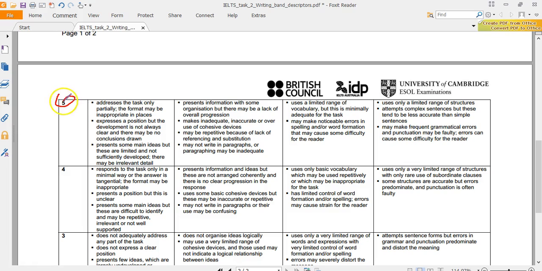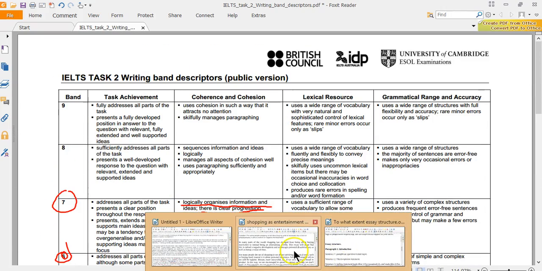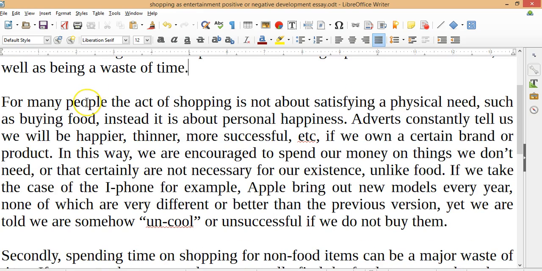If we look at this, irrelevant detail, maybe repetitive. So we need to work on that a little bit. Now let's have a look at the example. Okay, so main idea, reason, example, explanation. So for many people, the act of shopping is not about satisfying a physical need such as buying food. Instead, it's about personal happiness.